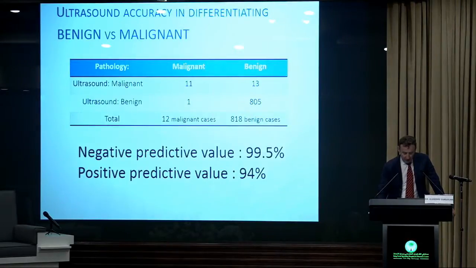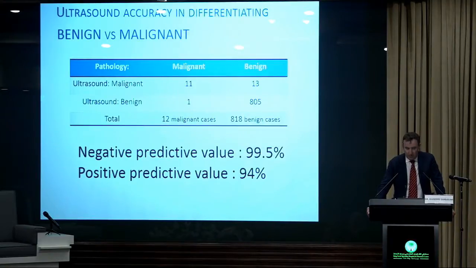So with respect to differentiating between benign and malignant, in fact, ultrasound was extremely helpful. Of all the cases, both with histology and without histology, because all the patients were clinically followed up, that's how we were able to exclude malignancy. There were about 1% or 12 malignant cases, and the ultrasound was wrong in only one of these cases. So in other words, the negative predictive value of ultrasound was extremely high. When the ultrasound says that there's no malignancy present, the ultrasound is nearly always correct.